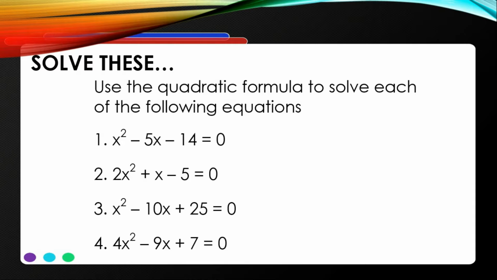Now let's try to solve these given equations. For number 1, x squared minus 5x minus 14 equals 0. Number 2, 2x squared plus x minus 5 equals 0. Number 3, x squared minus 10x plus 25 equals 0. And finally, 4x squared minus 9x plus 7 is equal to 0. We will use the quadratic formula to solve each of the following equations.